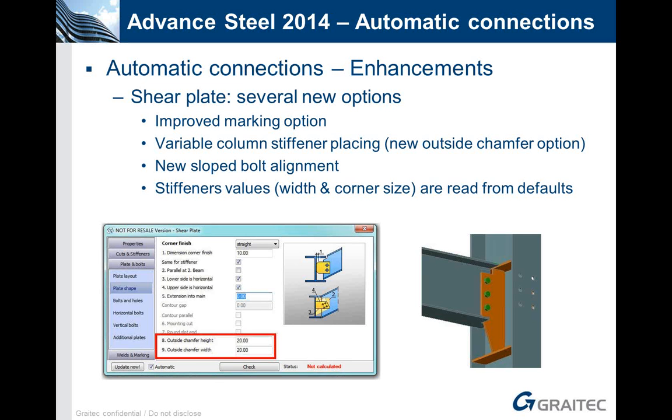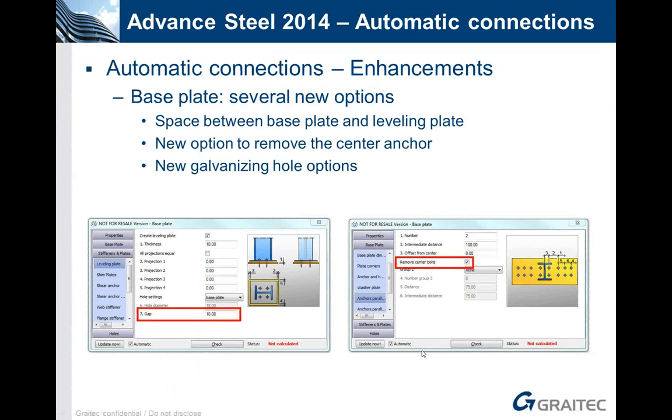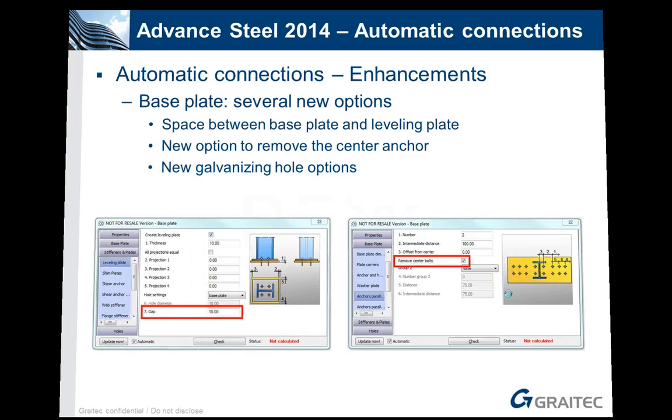As an example, for the shear plate, you have many new options which are available. I let you read this enhancement. You have an illustration here of the new possibility that you can get with the automatic shear plate connection in Advanced Steel. For the base plate also, we added some new possibilities for galvanizing holes. A nice option also is to remove the center bolts when you ask for different holes or different anchors.